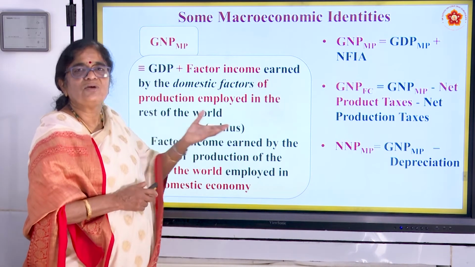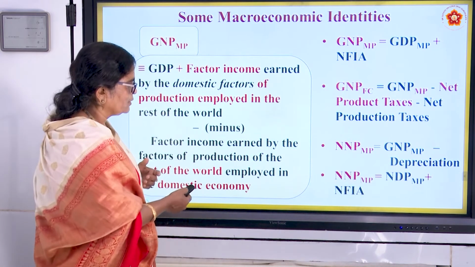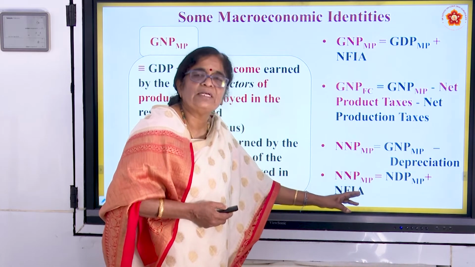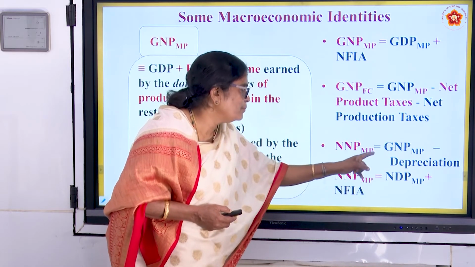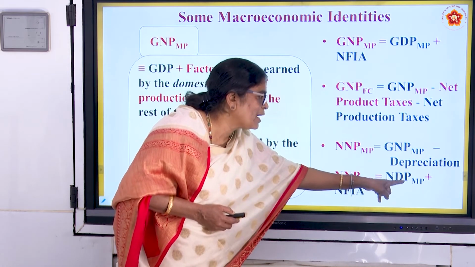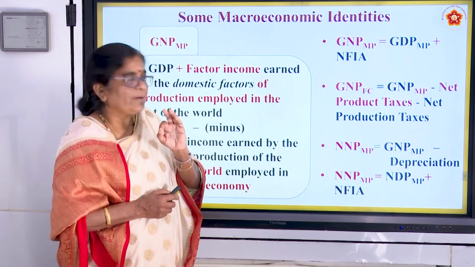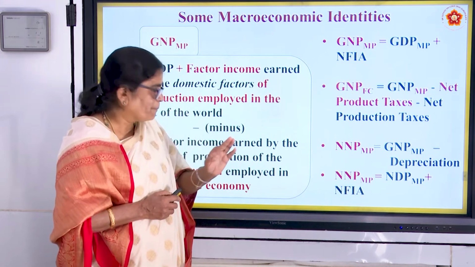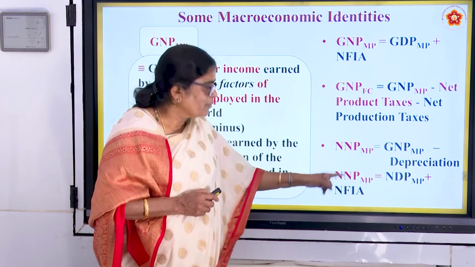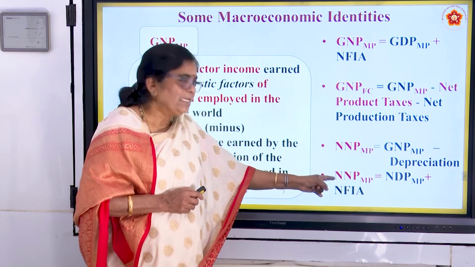When you get something net, you have to deduct something. That is, you are deducting depreciation. Then you are getting net national product. And net national product at market price can also be calculated in another method. That is, one is GNP market price minus depreciation, or NDP market price plus NFIA. That is, net domestic product at market price plus net factor income earned from abroad.